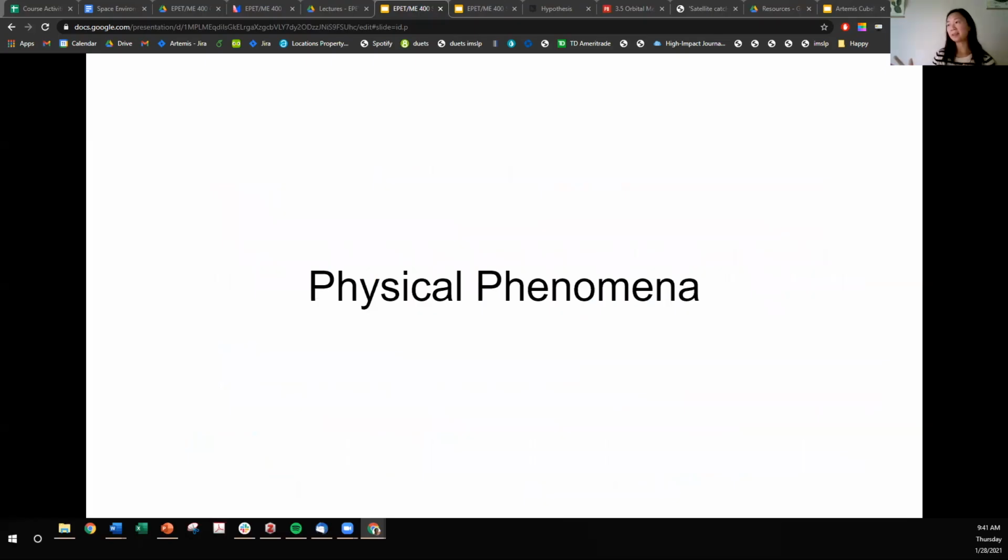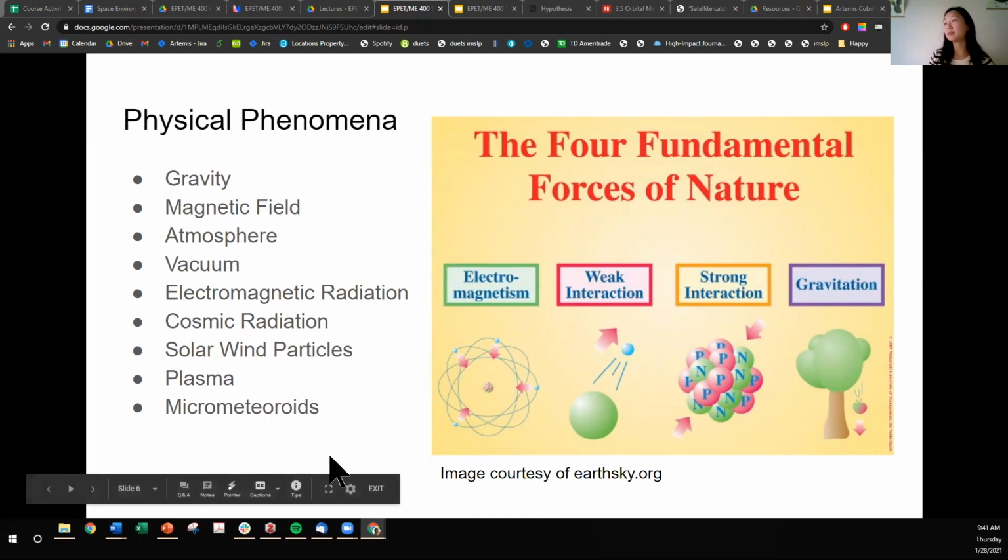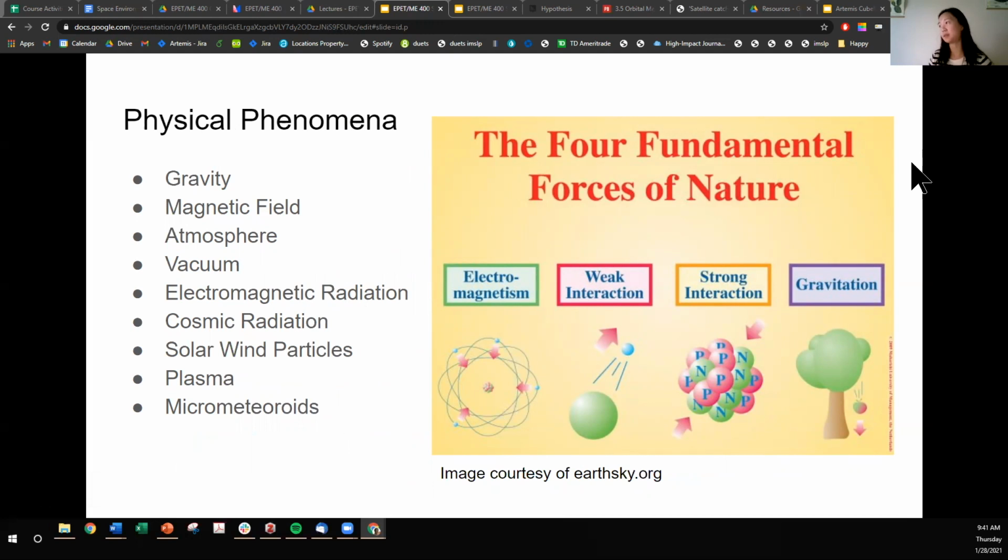So now we can talk about the space environment, the meat of this lecture. We're going to be talking about physical phenomena. So here is a list of physical phenomena that we see in space. And this picture that I have here is where I think these physical phenomena originate from, the four fundamental forces of nature. Something that I really enjoy about space is our ability to experience many fundamental forces of nature more directly, and also in different degrees, as these four interactions are more prevalent in a space environment.